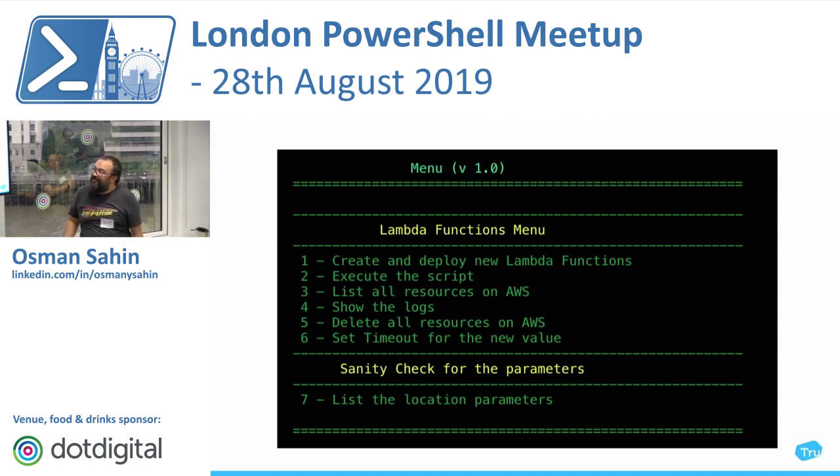So that's my switch. It's so nice. When I run this, you see my menu. If I want to create something, hit 1. If you want to execute the script, hit 2. If you want to list all the resources, hit 3. How easy is that, right?